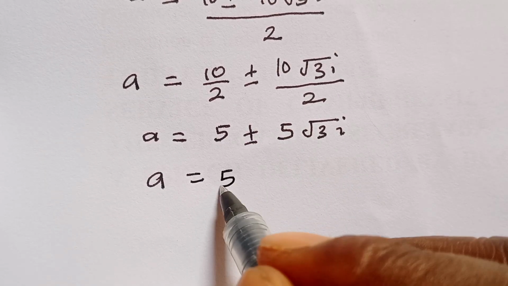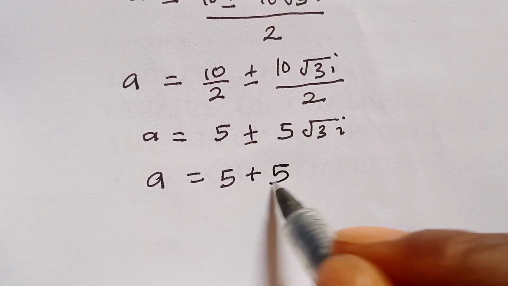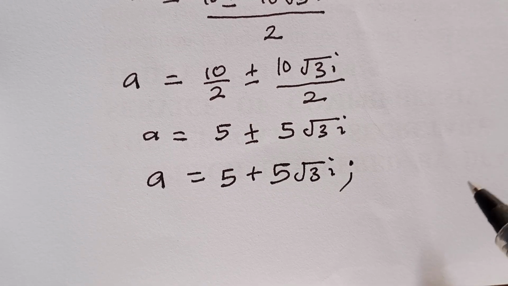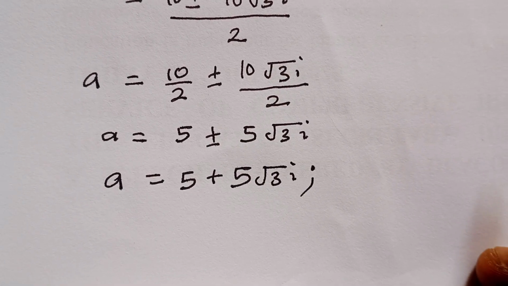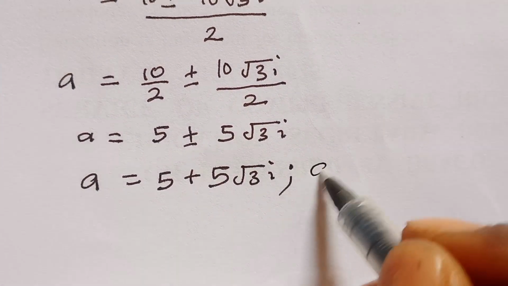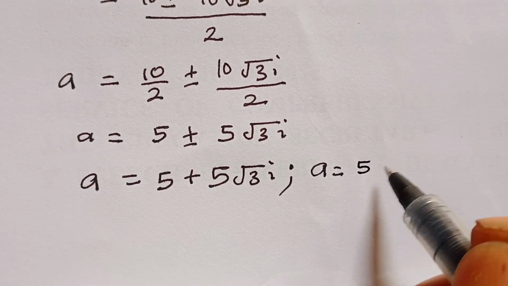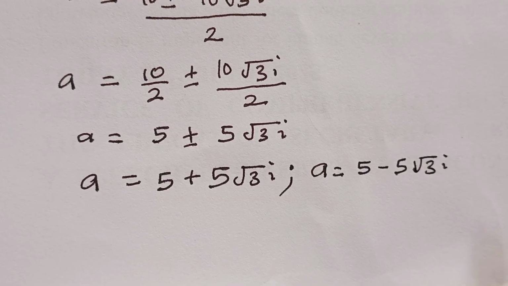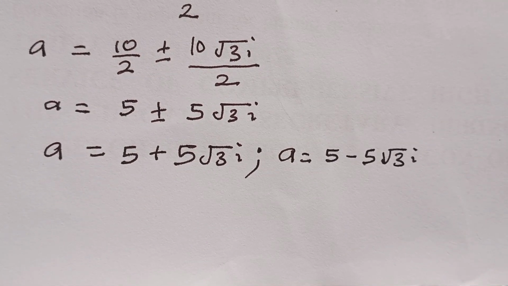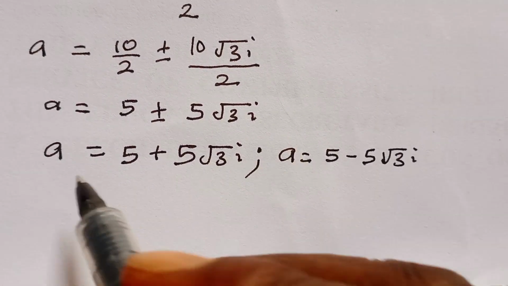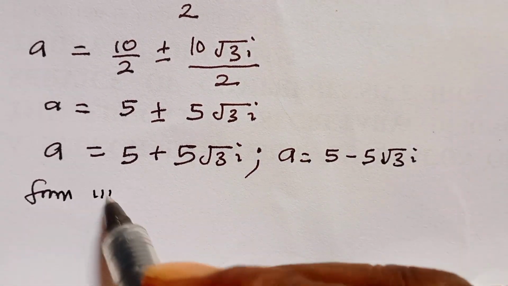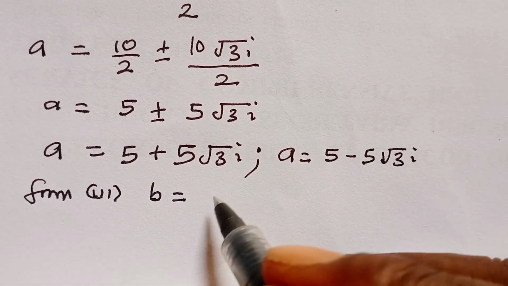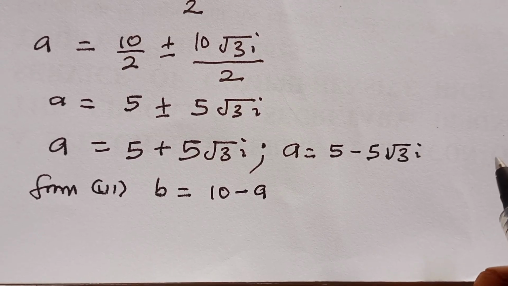My a is equal to 5 plus 5 square root of 3i and 5 minus 5 square root of 3i. Those are the two values that I have for my a. So therefore we have the value of our a to be 5 plus 5 square root of 3i and 5 minus 5 square root of 3i. Now it's easy since we have the value of a, it's easy for us from equation 3, we will substitute for the value of a and we'll be able to get the value of b.